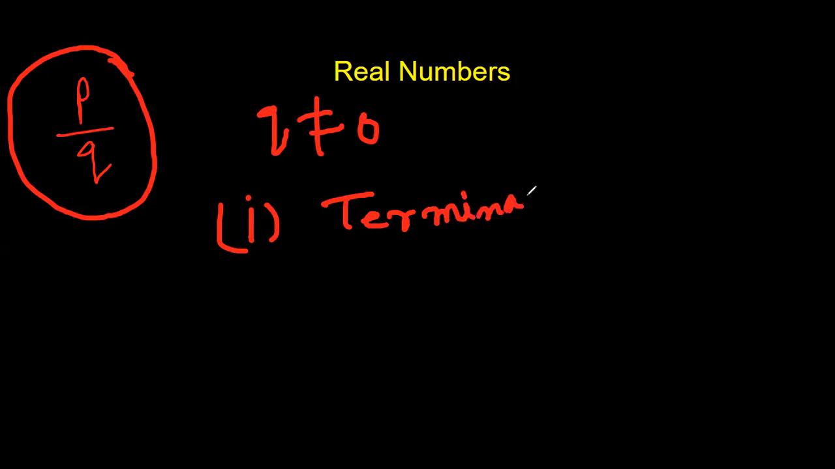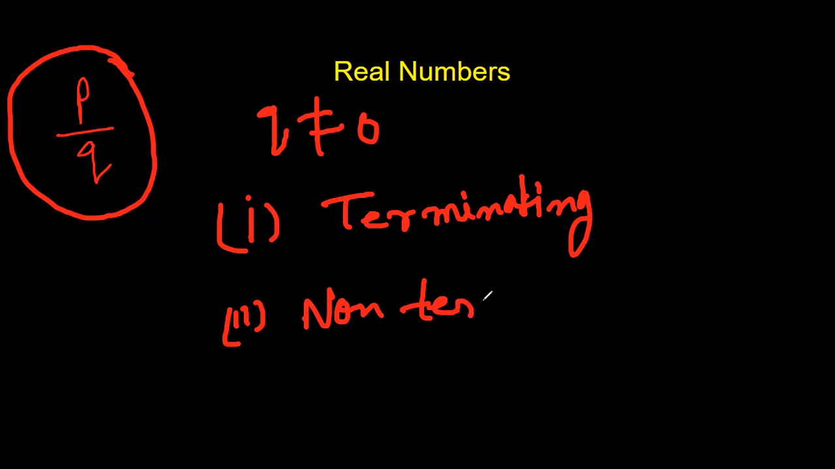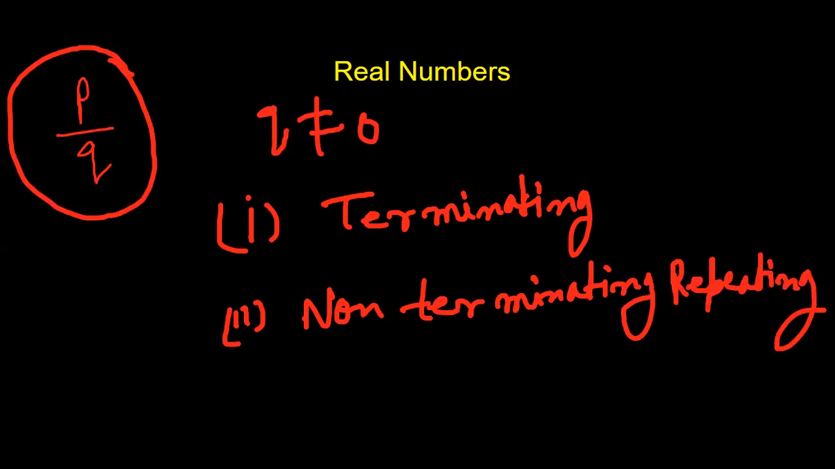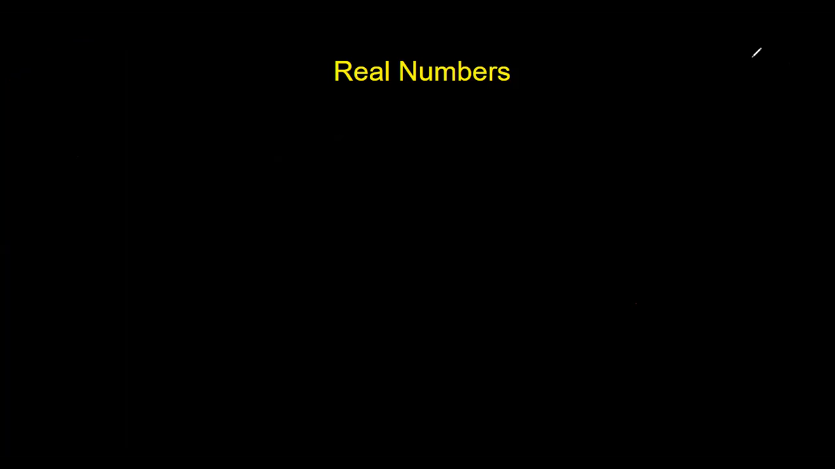Or, in the second case, it is non-terminating but repeating. So you can say in case of a rational number, it will either terminate when you divide P by Q, or it will be non-terminating but repeating, right?